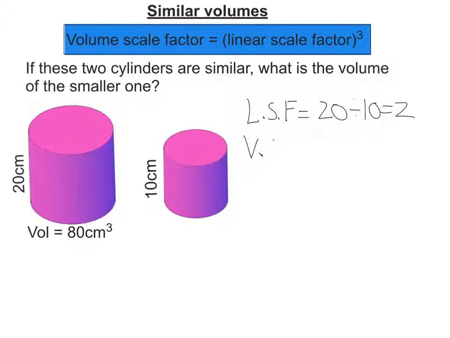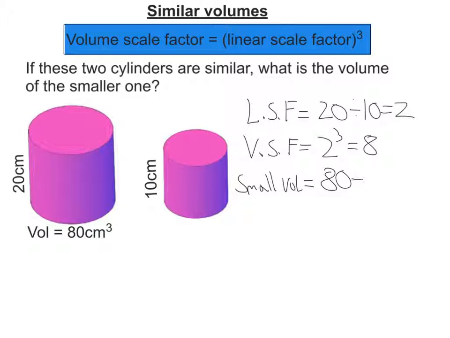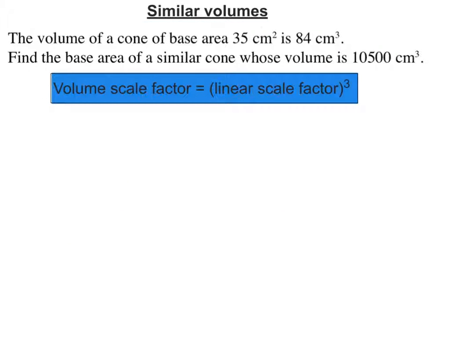So using that blue box at the top, my volume scale factor is going to be my linear scale factor, that's 2 cubed. So 2 cubed is 8. So last we need to find the small volume. So I'm going to take the volume of the big cylinder, which is 80, and divide by 8. And if I do that, I'm going to get 10 centimeters cubed, which makes sense because it's smaller than the larger volume. Moving on to our second example.